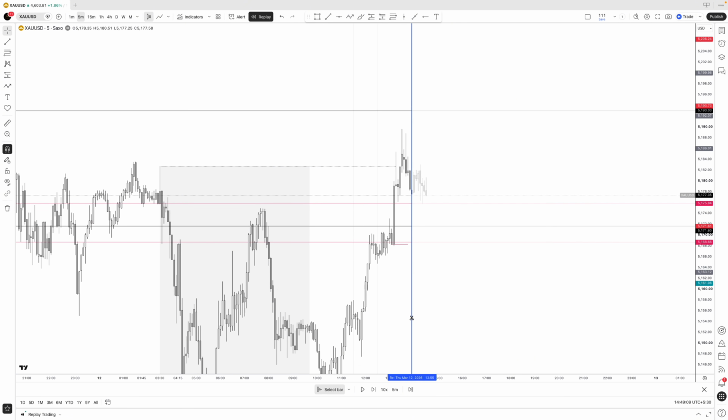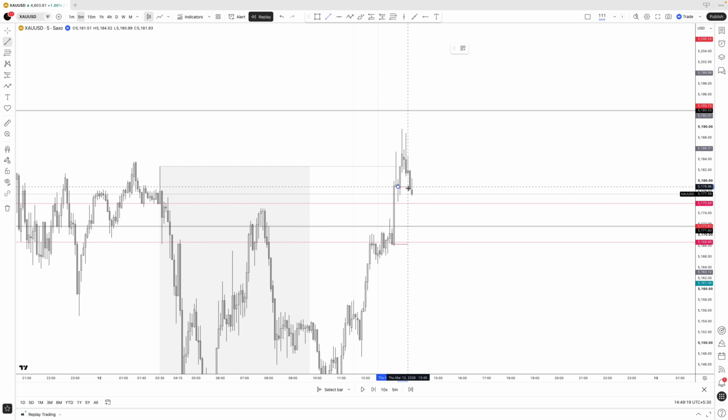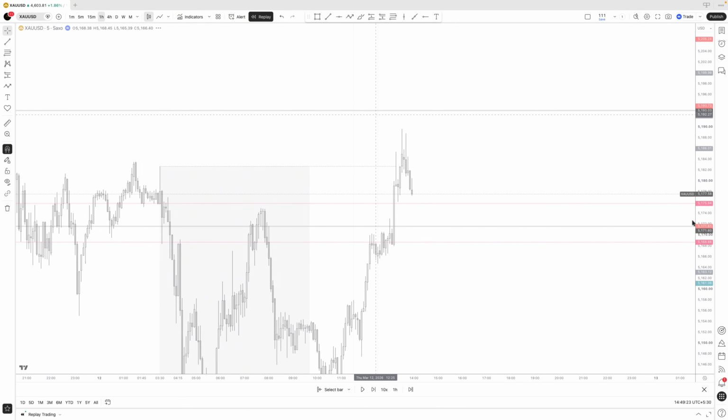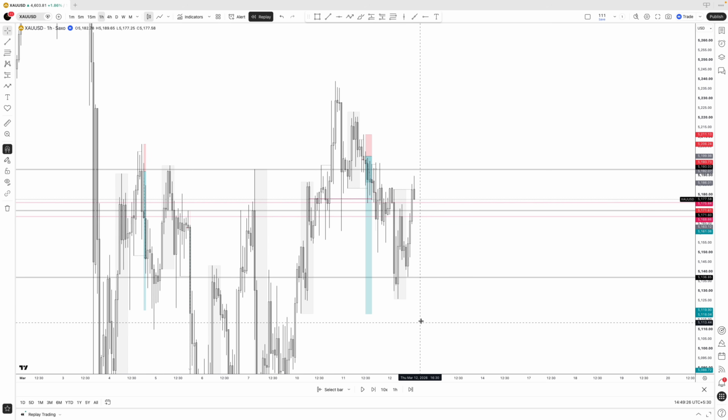Now we do have a confirmation here, but it's not happening inside of the key level. It's happening above the key level. So we have to see price closing below these key levels to see a proper confirmation. So I'm not going to take this trade into account. I'm just skipping that because it's not happening inside the key level. And let's see what it does.